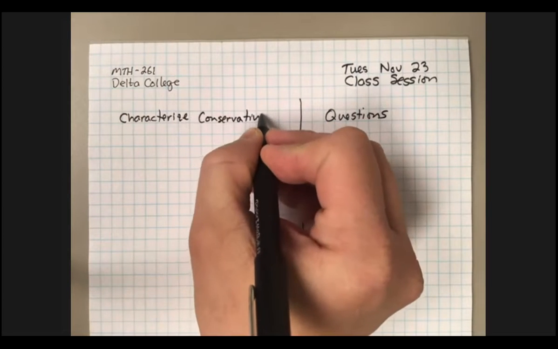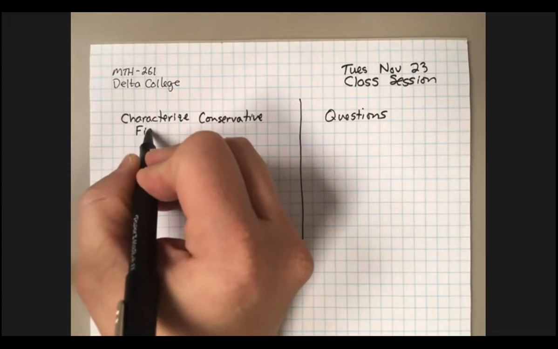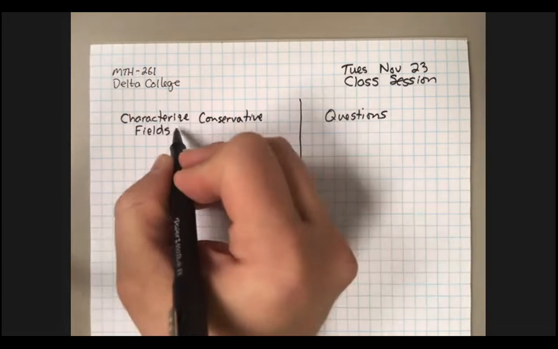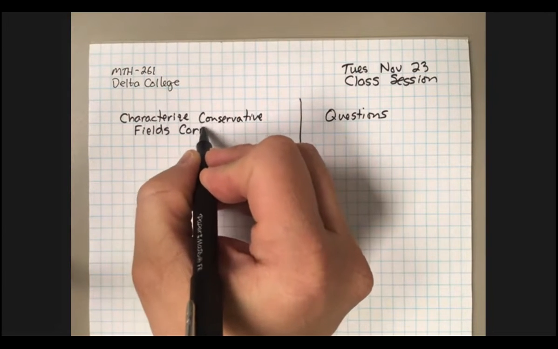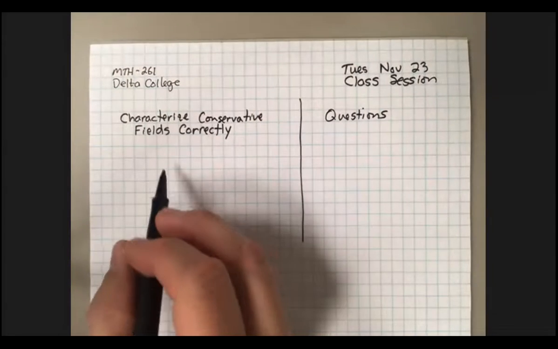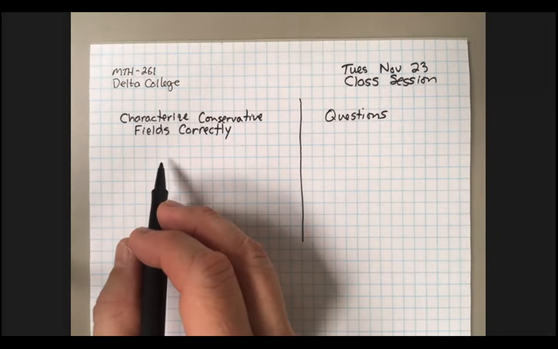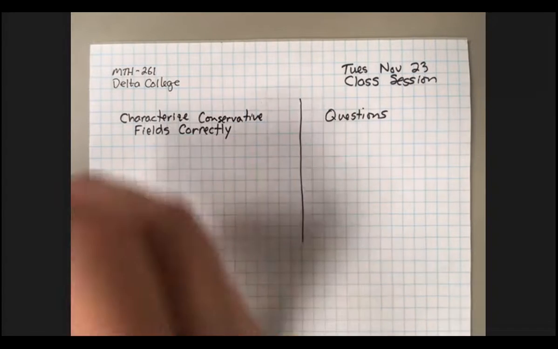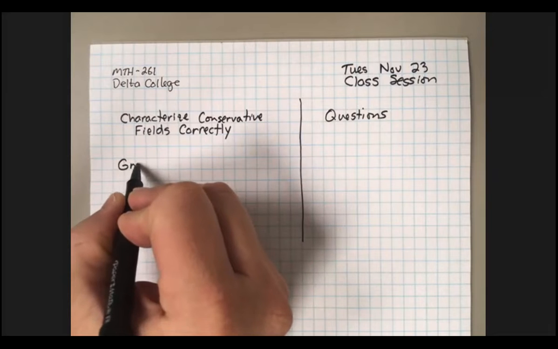So first I want to make sure you characterize conservative fields correctly. And we will pull up the note from the book that does that. But then we're going to show you what to do in the case in the plane where you don't have a conservative field. And that's called Green's theorem.